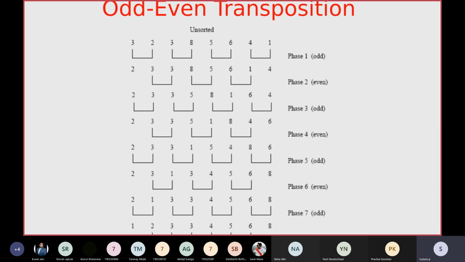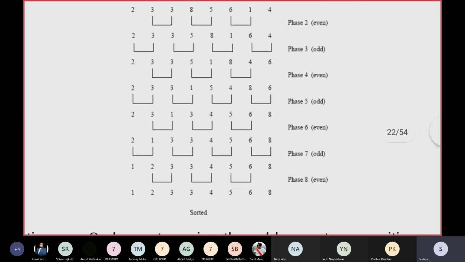So phase 1 odd. Odd elements will be compared with the next right neighbor, and if they are not in proper sequence, you need to exchange their location. In the second step there will be the even phase 2. Similarly, even elements will be compared with their right neighbor, and if they are not in proper sequence, you need to exchange, and so on. In phase 3 again odd phase will start, phase 4 even, phase 5 odd, phase 6 even, phase 7 odd again, and finally phase 8 again even phase will be there. At the end of phase 8 all elements are in sorted order.